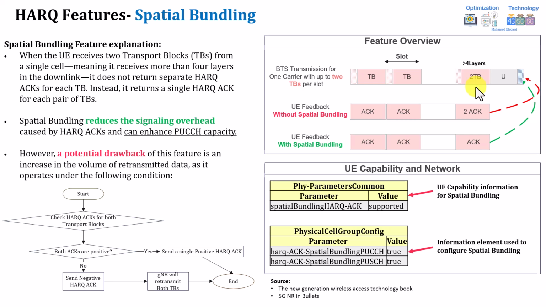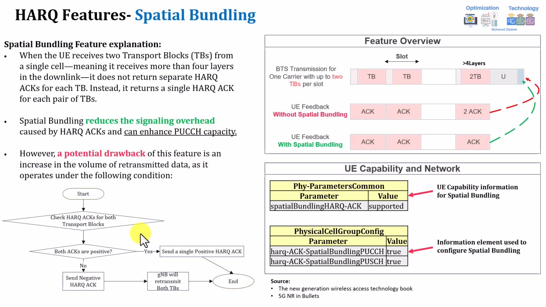In case this feature is being used, the UE can send one acknowledgement to acknowledge both transport blocks. For example, if you look at the bottom figure here, initially the user will check the HARQ acknowledgement for both transport blocks. If he finds that both transport blocks were received and both of them are positive, then he will send a single positive HARQ ACK, as you can see here. Just a single one, not two. This gives a significant improvement in terms of the uplink overhead for the PUCCH capacity.